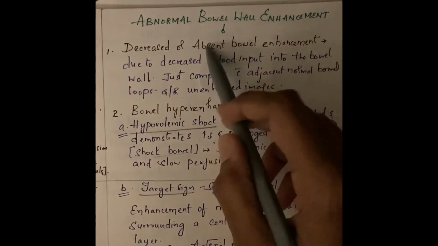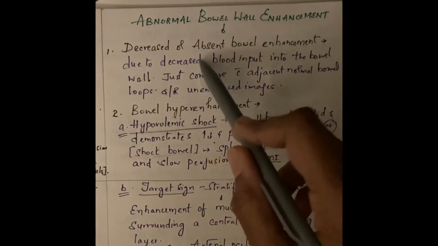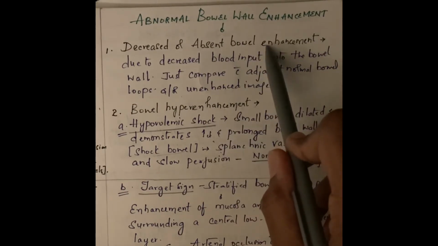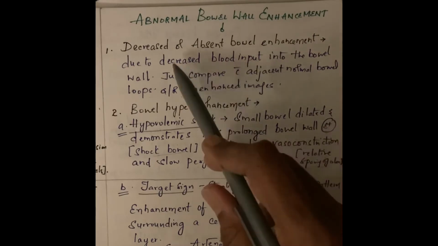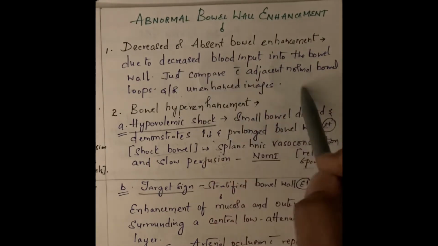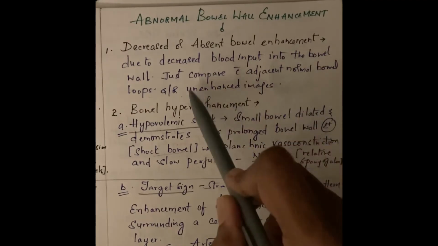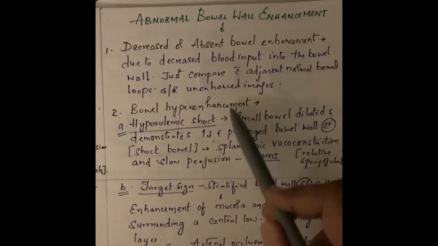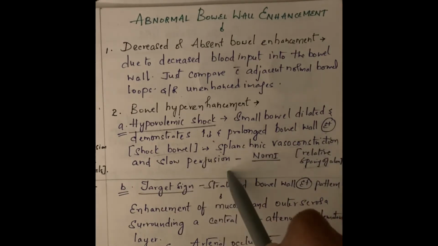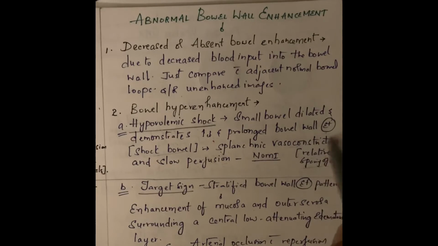So coming to abnormal bowel wall enhancement, there will be decreased or absent enhancement, or increased enhancement. Decreased or absent enhancement occurs in conditions where there is decreased blood flow, decreased blood input. So compare it with the normal adjacent bowel loop on enhanced images. Bowel wall hyperenhancement, increased enhancement, occurs in hypovolemic shock. For example, in non-obstructive mesenteric ischemia, what happens? There will be spasmodic vasoconstriction and slow perfusion. This leads to prolonged bowel wall enhancement.